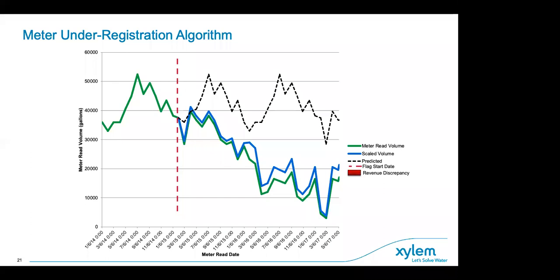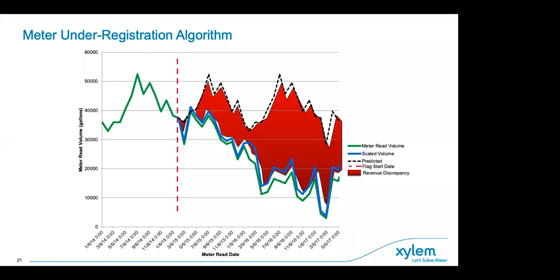We have the actual reads. We have the predicted reads. And everything in between there, all this red is lost revenue. So you can see just how impactful this will be. It's going back all the way, in this case, to 2015. So it's a long time for that meter to be under registering, and all that revenue has been lost. So when you start multiplying out how many meters you have in your system and how many meters might be bad, this adds up really fast.